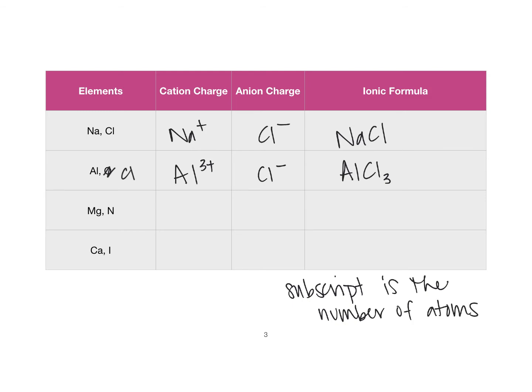And so in this case, there are 3 chlorines for every 1 aluminum. So for magnesium and nitrogen, magnesium has a 2 plus charge, and nitrogen has a 3 minus charge. So we're going to look at the same balancing information. How do we think about this? In order to come to a neutral number, the closest neutral number is 6. So that requires 3 magnesium and 2 nitrogen.